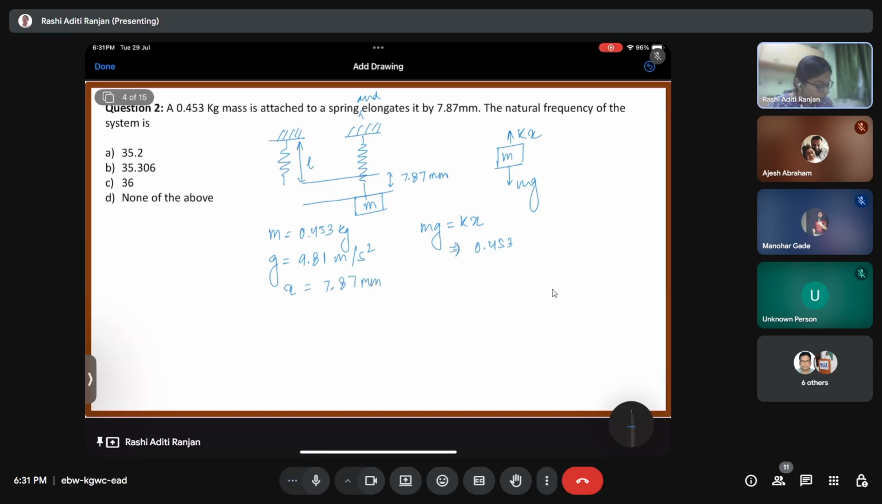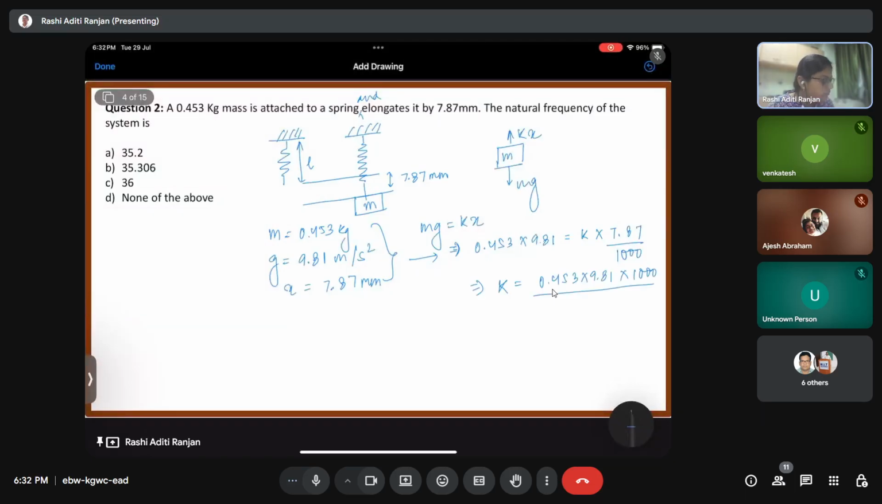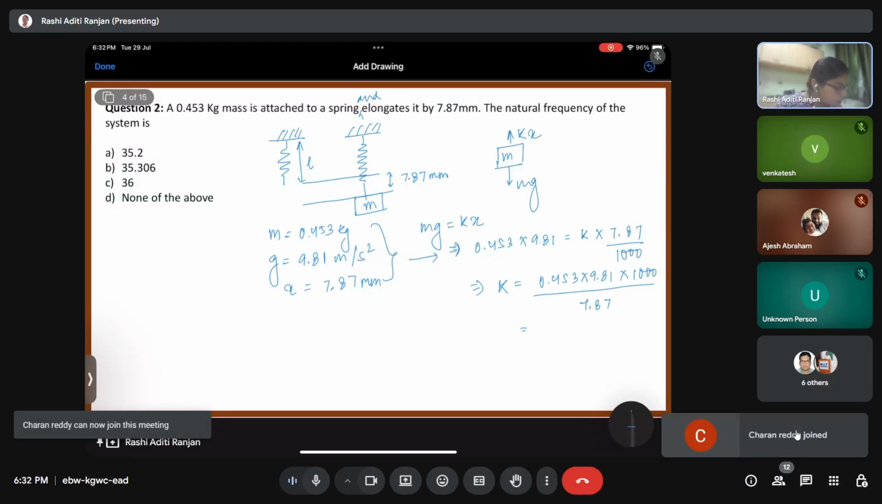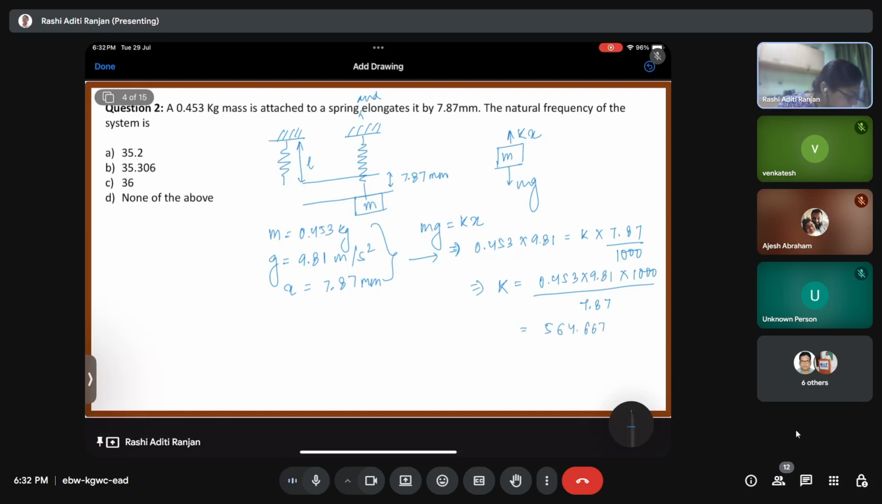So if we put it in these equations, we have the equation for k, which is, so if you will calculate this, I've already done the calculation, but you should do the calculation and at least now or after the class, it will come out to be 564.6671 Newton per meter. Okay, so this is the spring constant.